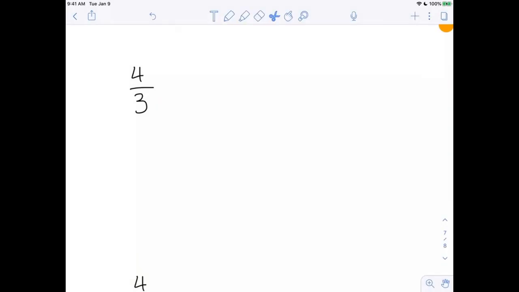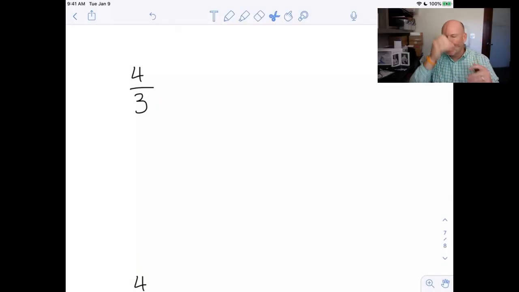All right, in this video, we are going to learn how to use models, either the area model or the number line model, to represent fractions that are greater than one. So let's get started. First thing we have to do though, is understand what a fraction means. So when we look at 4/3, we need to remember what does 4/3 mean?